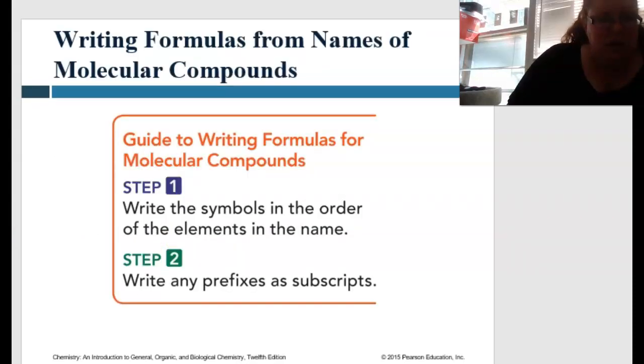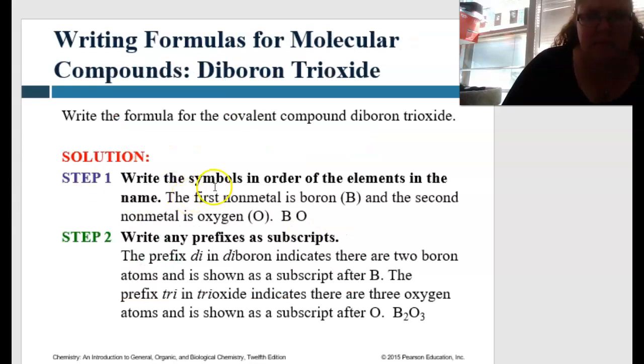So practicing this a little bit more. How do we write the formulas of molecular compounds? First, write the symbols in the order of the elements in the name, then write any prefixes as subscripts. Write the formula for the covalent compound diboron trioxide. The first nonmetal is boron, the second one is oxygen. Now let's write down the prefixes. The prefix di in diboron indicates 2. The tri in trioxide indicates 3. So our solution would be B2O3.